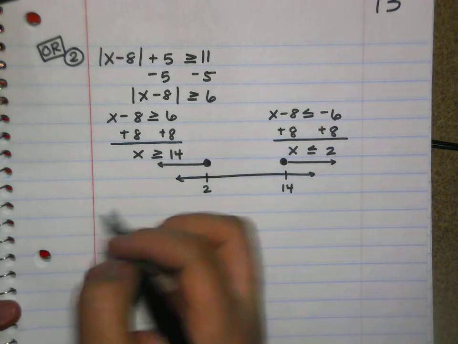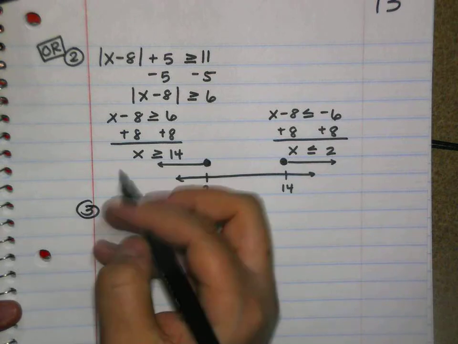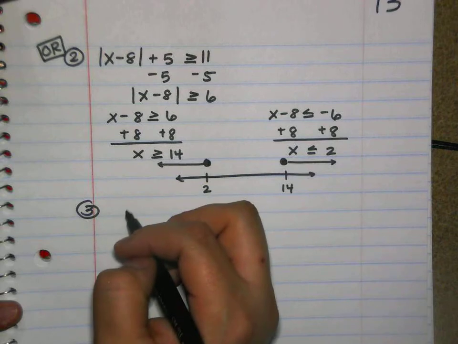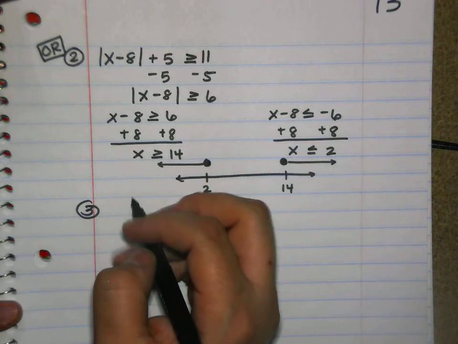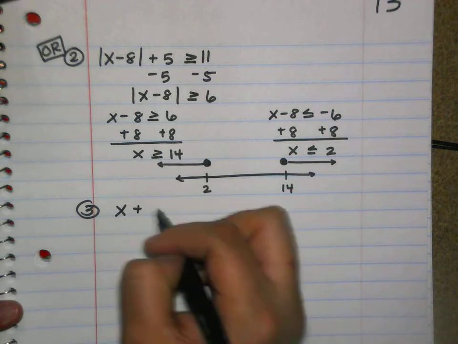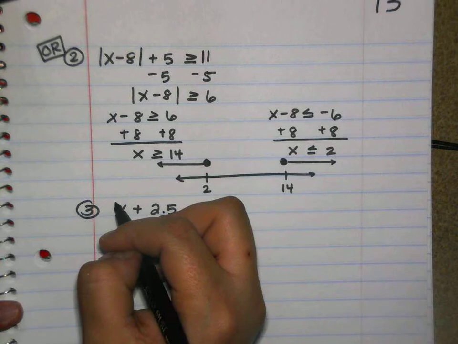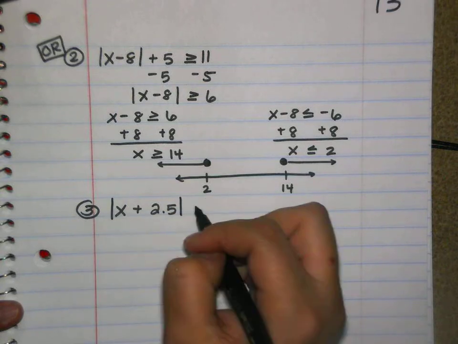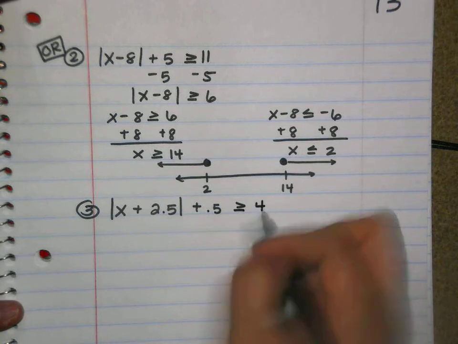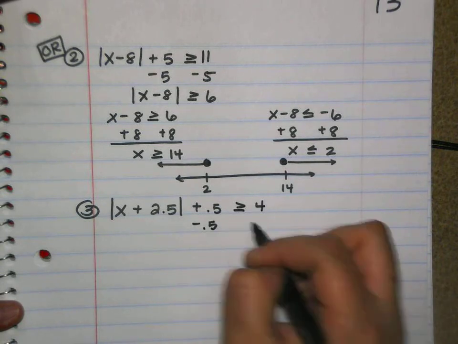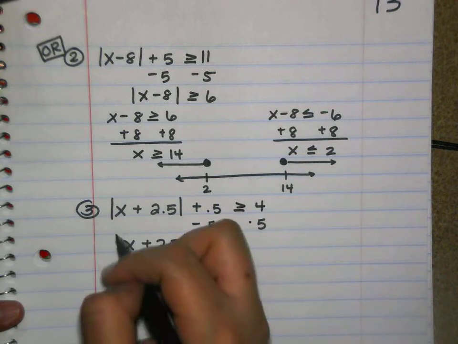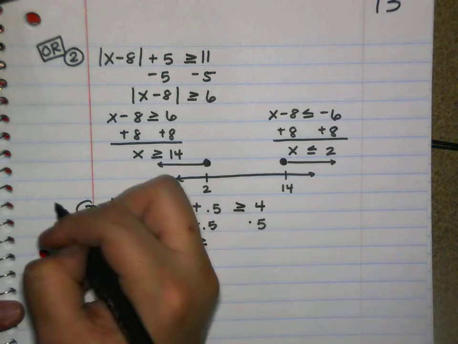Let's go ahead and do the absolute value of x plus 2.5 plus 0.5 is less than or equal to 4. So I'm going to subtract 0.5 from both sides first so I can isolate. So we get the absolute value of x plus 2.5 is greater than, so that's an or situation, or equal to, now we have 3.5.